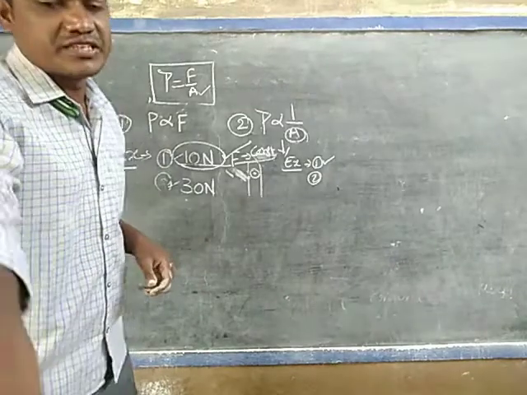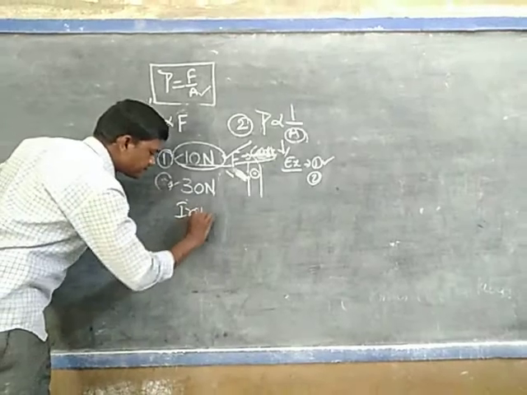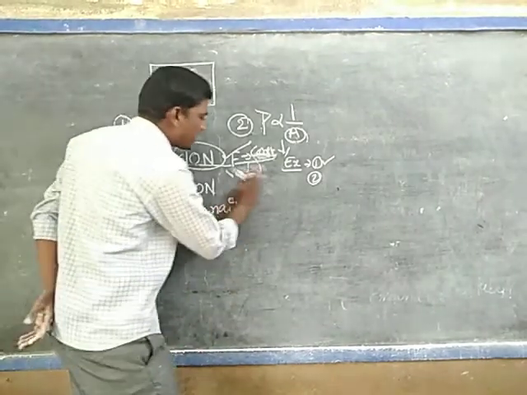Now we can take an iron nail. We know that an iron nail has two ends.